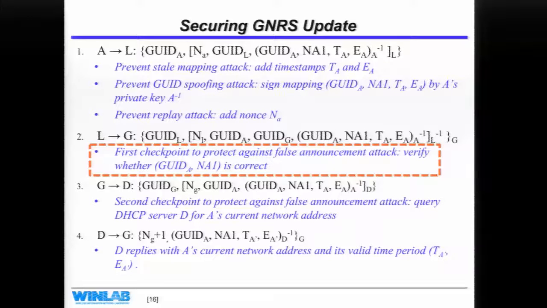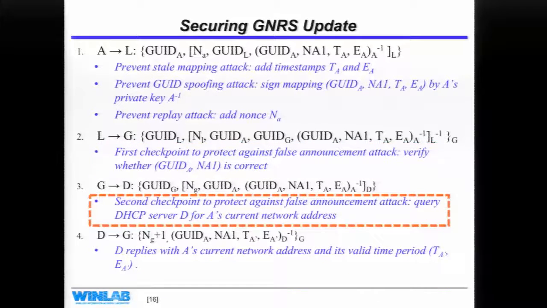However, someone may ask, what if L is compromised and colludes with the mapping owner A? To prevent that, we introduced a second checkpoint at G. So G verifies the network address with DHCP server D to see if it's correct or not. Then, someone may further ask, what if G is also compromised?